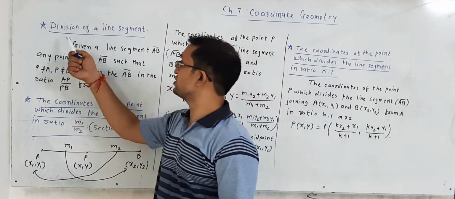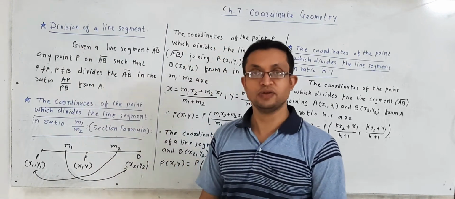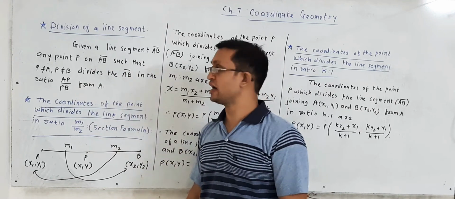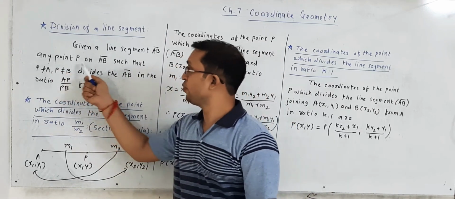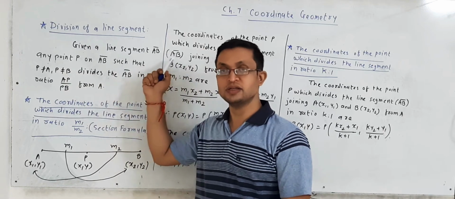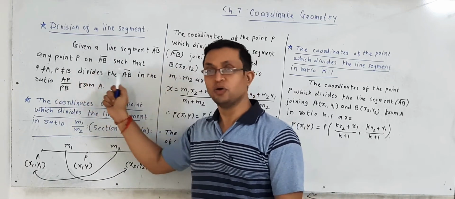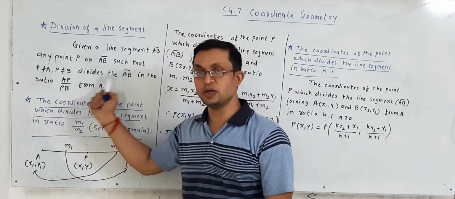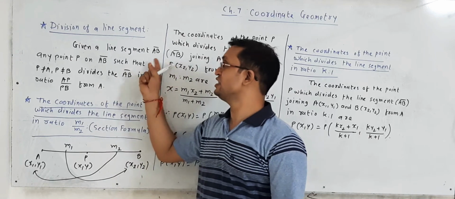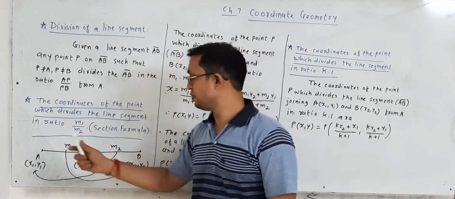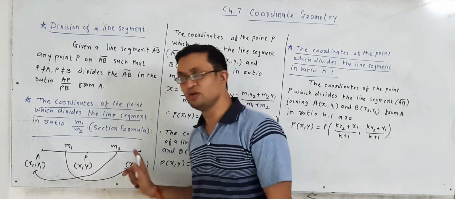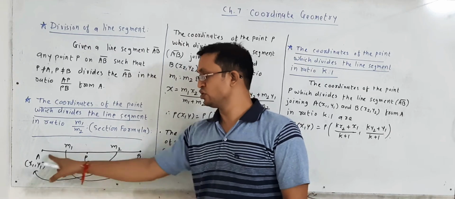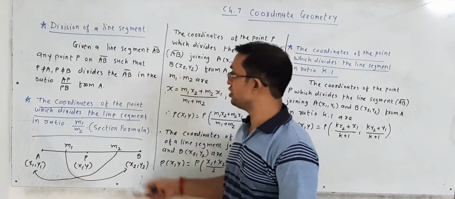Today we start the division of a line segment. Given a line segment AB and any point P on AB such that P is not equal to A and P is not equal to B, point P lies between A and B.